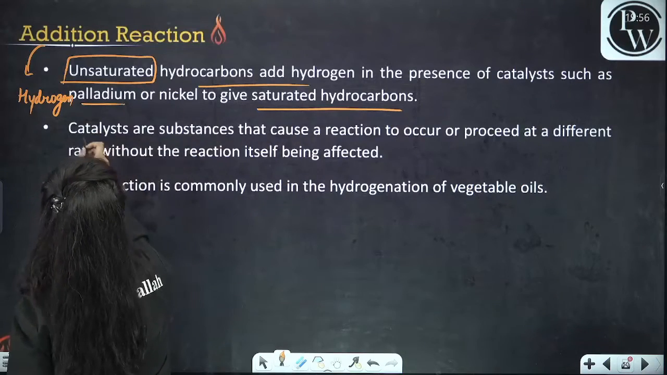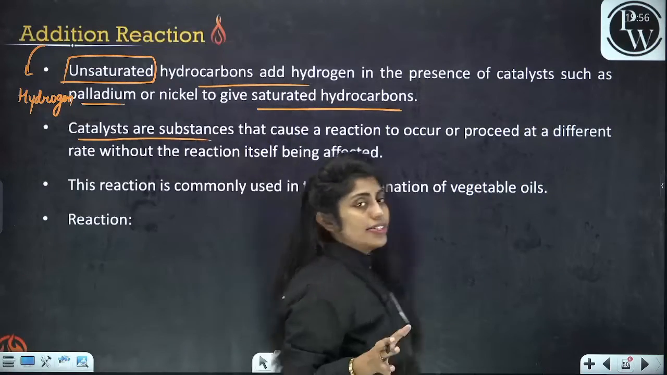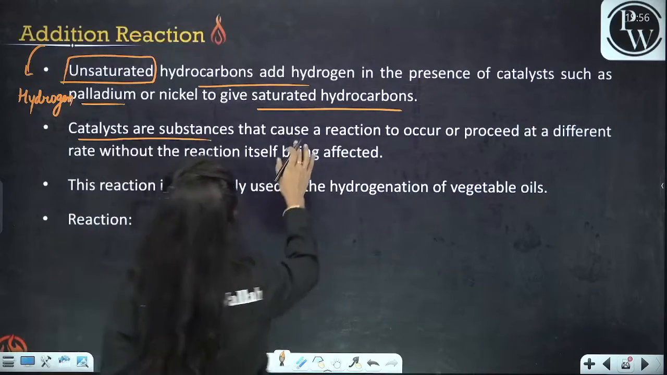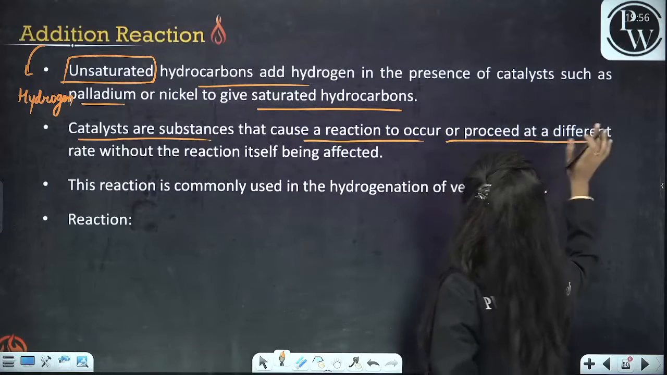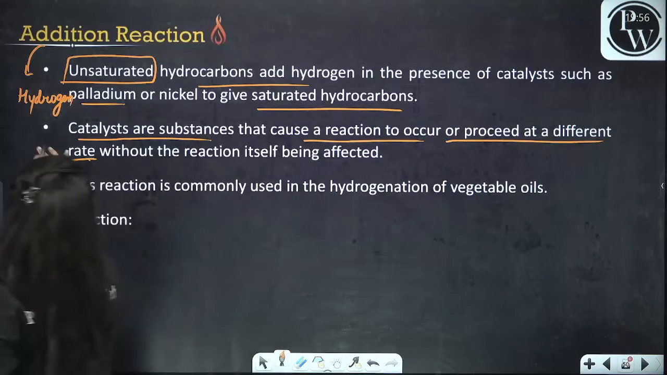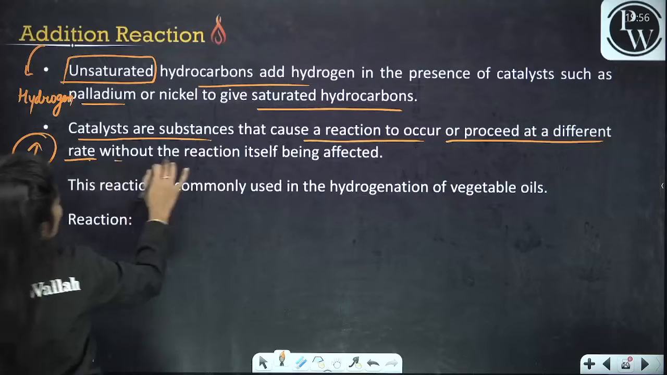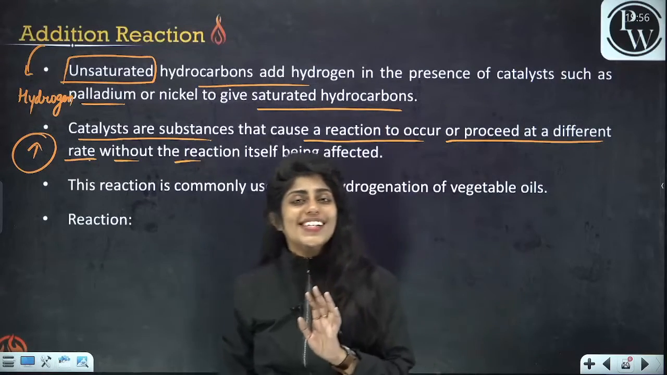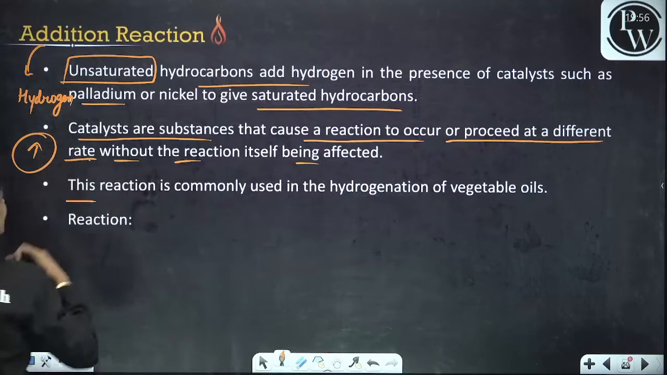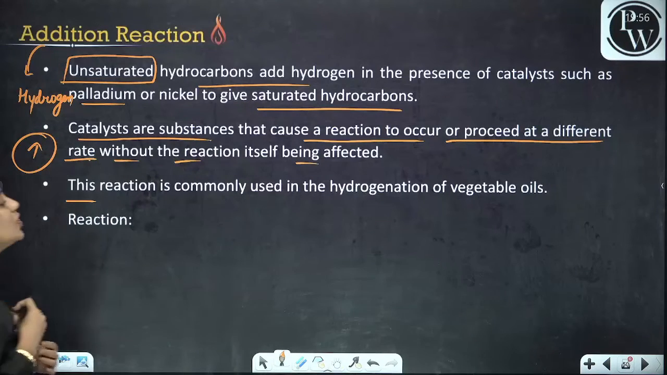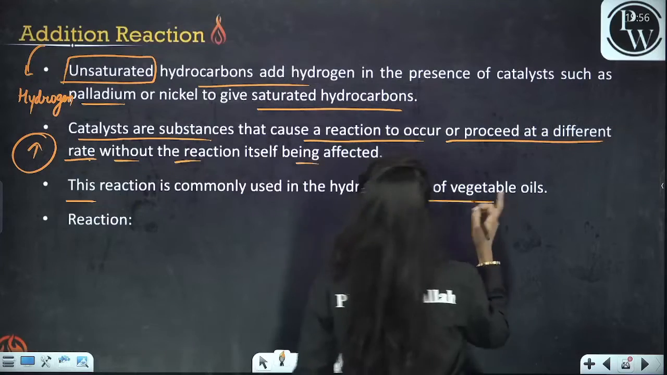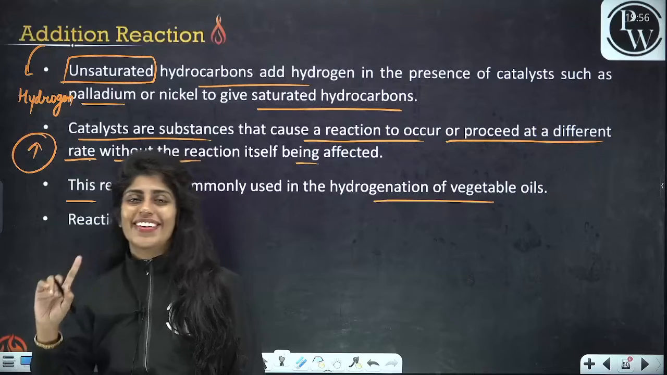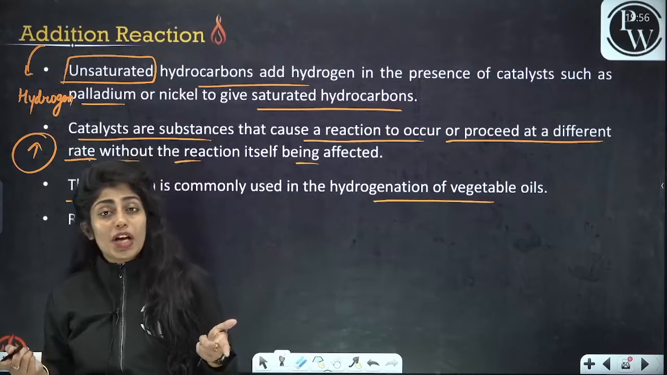Conversion is possible. Catalyst, what are catalysts? Again, we are going to define it. Catalysts are the substances that cause a reaction to proceed at a different rate, generally increased, without the catalyst itself being affected. They are not going to get consumed. Now, my dear students, this reaction is commonly used in hydrogenation of vegetable oil. Now, the reaction is always important because these are the chemical reactions of carbon.